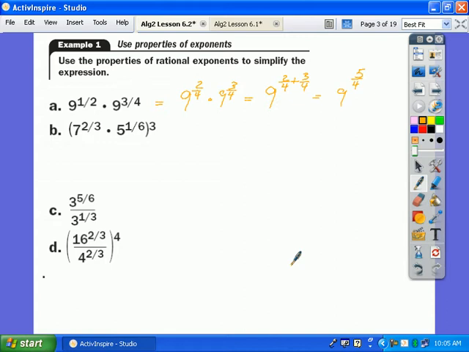We could try to simplify 9 to the 5/4, but the 4th root of 9, there isn't going to be a nice value there. So for now, for these problems, let's just leave our answer and not worry about trying to simplify it further.